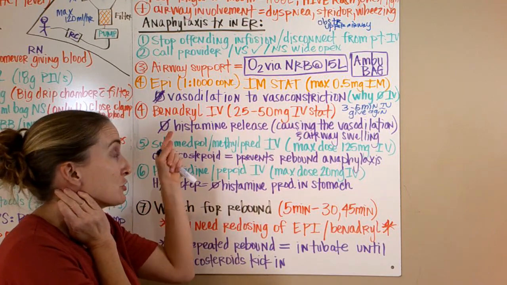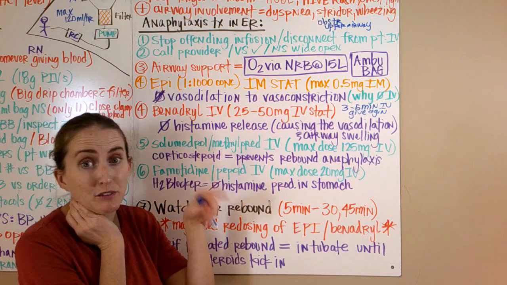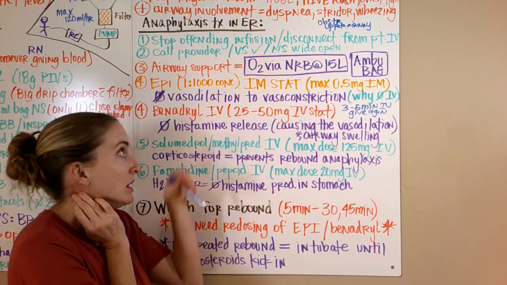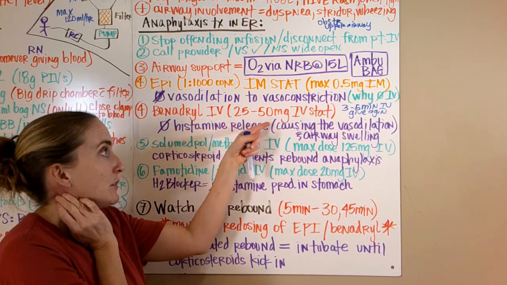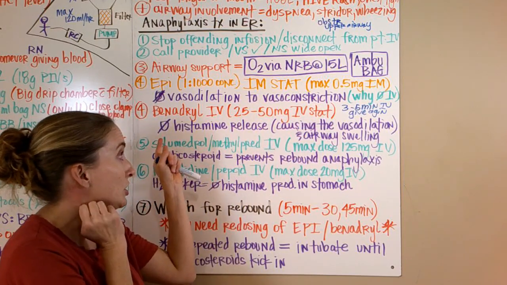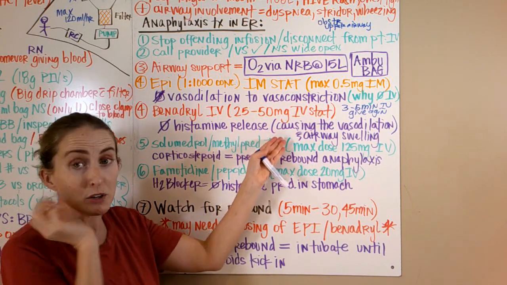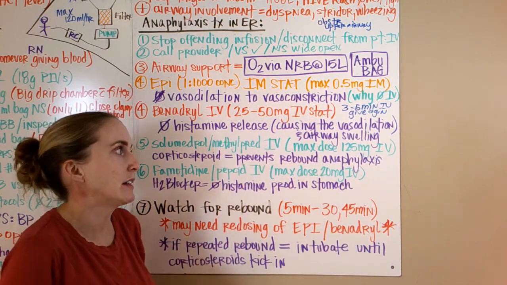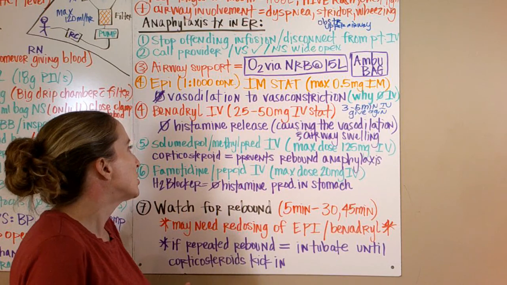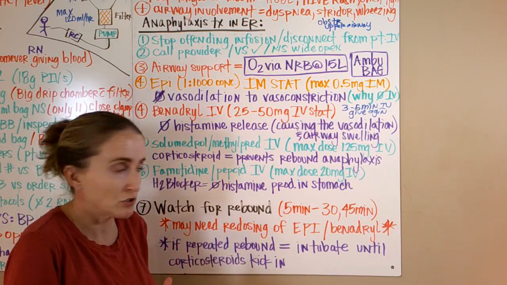We give them Benadryl IV. Why do we do that? Why not just the epi? Well, because we want to get rid of histamine. We still want to get rid of it. And so we give 25 to 50 milligrams of Benadryl IV stat. So we're stopping the release of histamine right now. And histamine, remember, is the one causing the vasodilation and all the airway swelling. So we stopped histamine, now we've vasoconstricted.